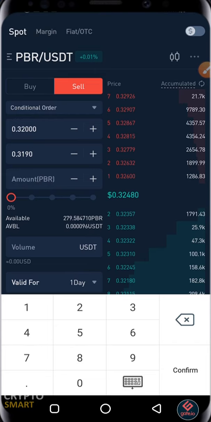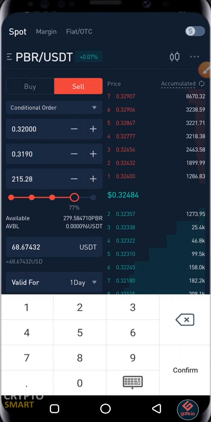So you now enter the amount of PBR that you want to sell. Remember, we are using the stop limit, or how to use the stop loss feature on git.io. So you can decide to sell off 25% of your crypto assets, or 50%, or 75% of your crypto asset. We've actually made a video on how to use the limit order to buy or sell crypto assets. The difference here is just the conditional order, where you have to actually use the stop loss feature.